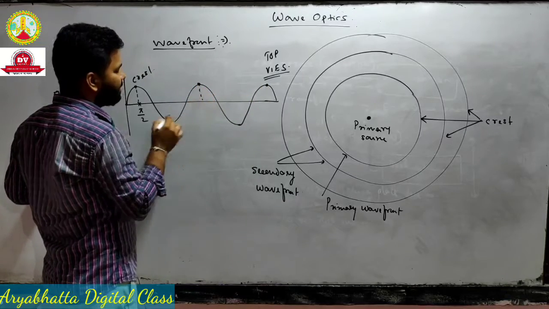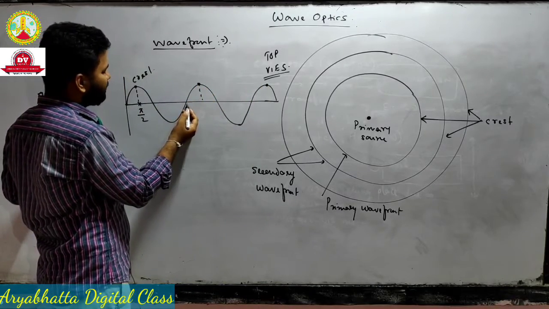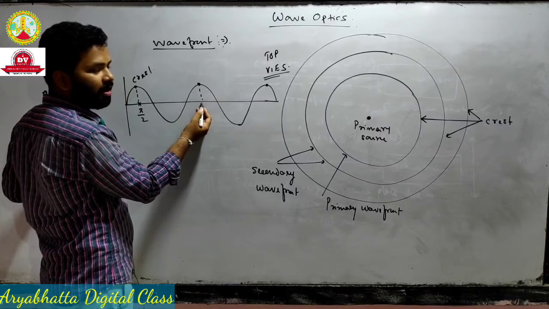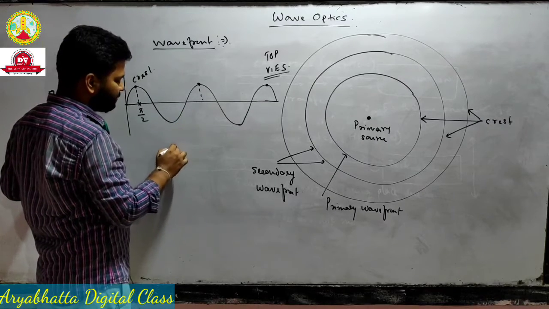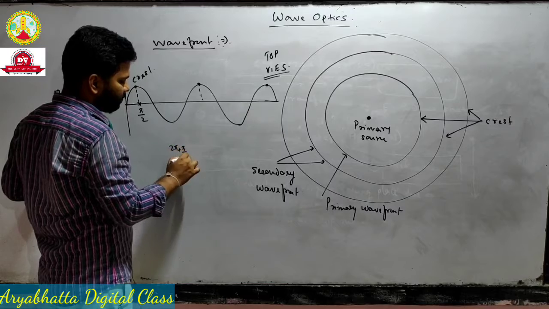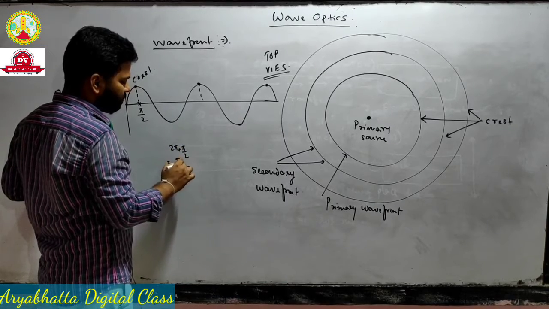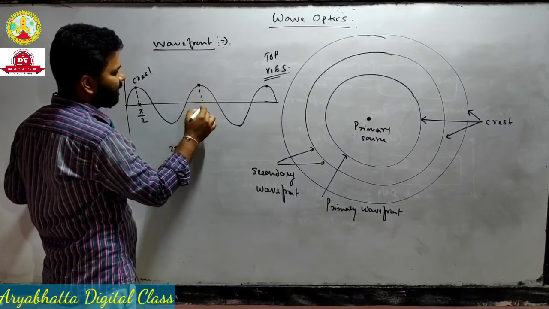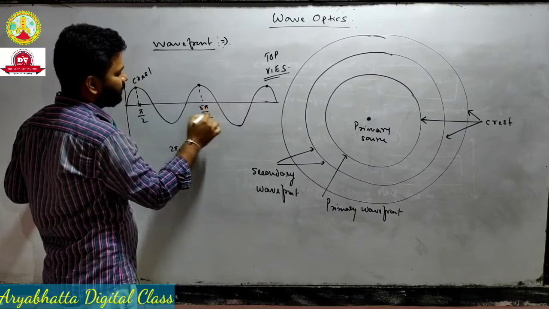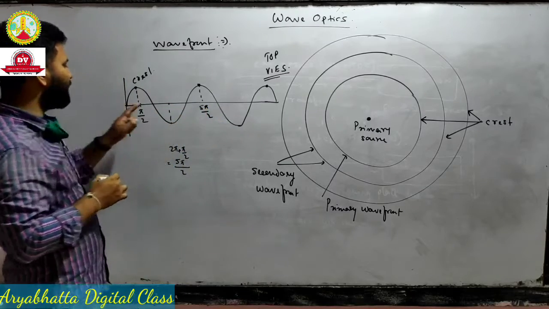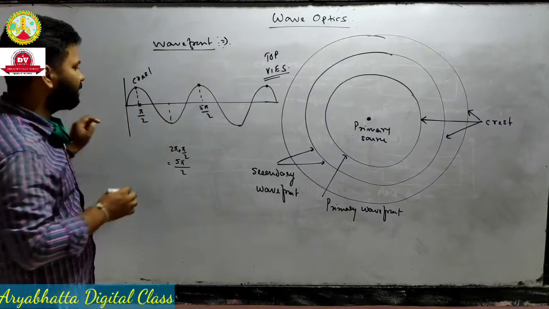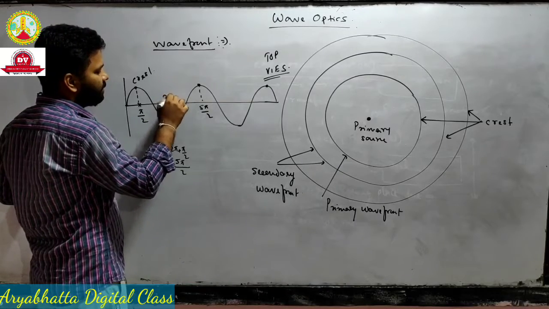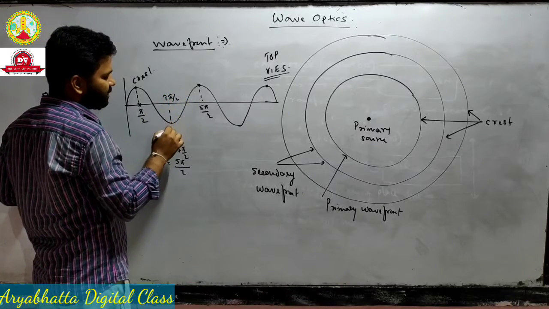So what is the phase difference here? This is pi, 2 pi, so 2 pi plus pi by 2 is equal to what? This is 5 pi by 2. This one will be what? This is pi. Pi plus pi by 2 is equal to 3 pi by 2. But this is not the crest, this is the trough.